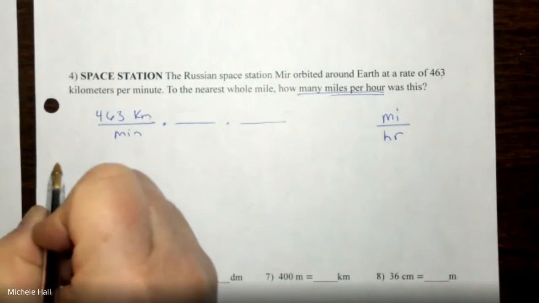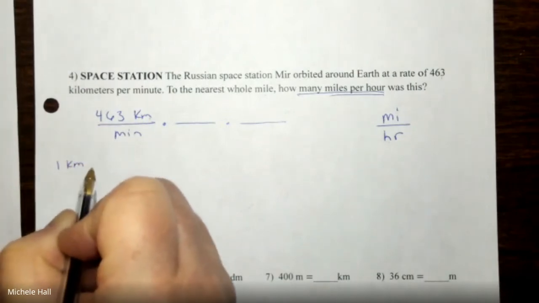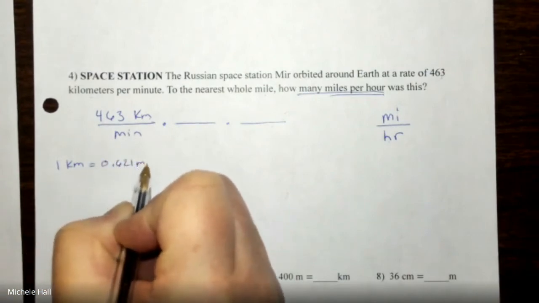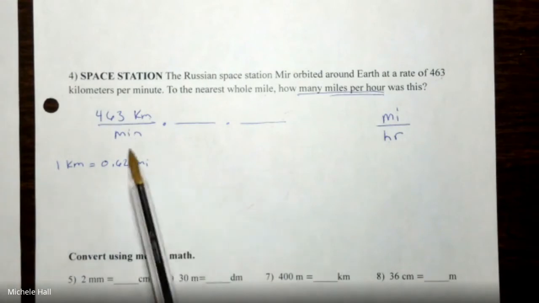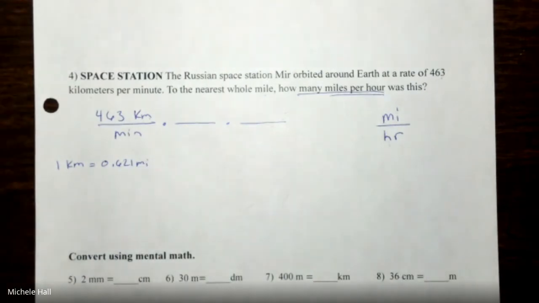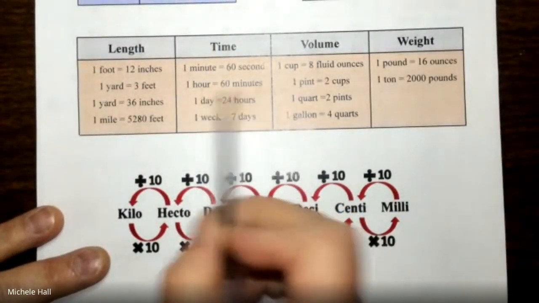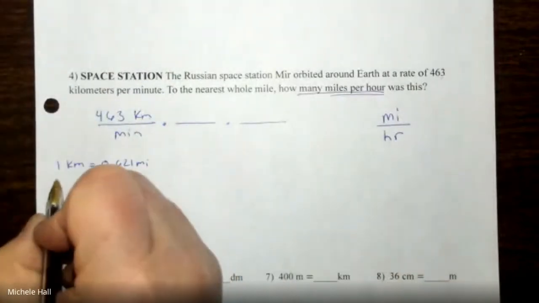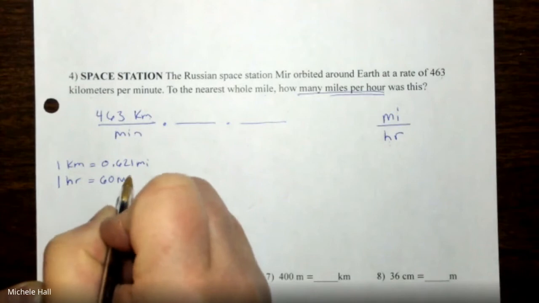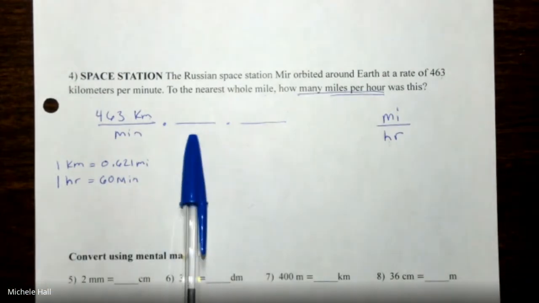So we have 1 kilometer equals 0.621 miles. And then I need to look for minutes and hours. Well, I don't think I need to actually look at my paper for that. We know how many minutes are in an hour. We have 1 hour equals 60 minutes. Okay, I have my two conversions. I just need to get them into the fraction correctly.